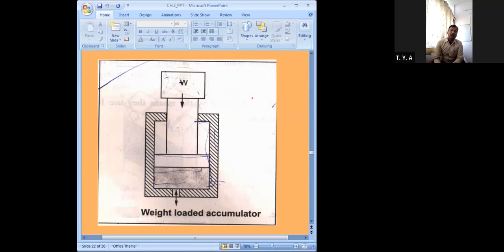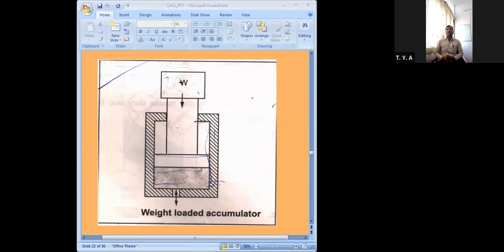And the third advantage of this weight loaded type accumulator is that the large volume of fluid makes it possible to supply pressure to several hydraulic circuits also. In many hydraulic circuits we need a large volume of fluid, so for that purpose this accumulator makes it possible to supply high pressure fluid for the hydraulic circuit. Getting it?